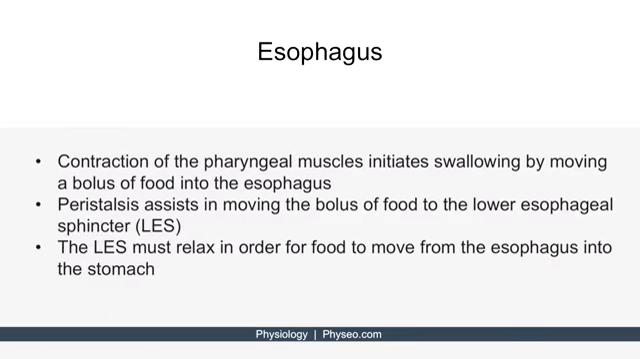Okay, after food is chewed and moved to the back of the pharynx, the pharyngeal muscles contract, which initiates swallowing by moving a bolus of food into the esophagus. Once the food enters the esophagus, peristalsis assists in moving the food to the lower esophageal sphincter, or LES. Recall that peristalsis refers to the involuntary contraction and relaxation of smooth muscle, which produces wave-like movements that push the bolus of food forward. At this point, the LES must relax in order for food to move from the esophagus into the stomach. Okay, with this in mind, let's do a few questions.